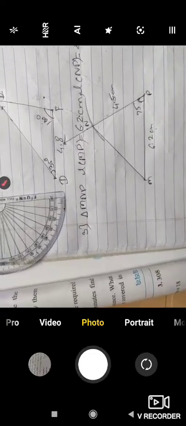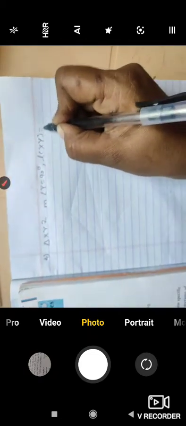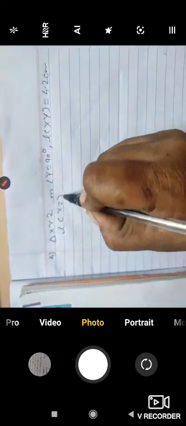Now the last construction, that is the fourth construction, question number 4: the triangle XYZ we have to draw, where the measure of angle Y is equal to 90 degrees, means it is a right angle. Length of XY is equal to 4.2 centimeter. Length of XZ is equal to 7 centimeter. So let us draw the triangle construction. Fourth example we are taking this.